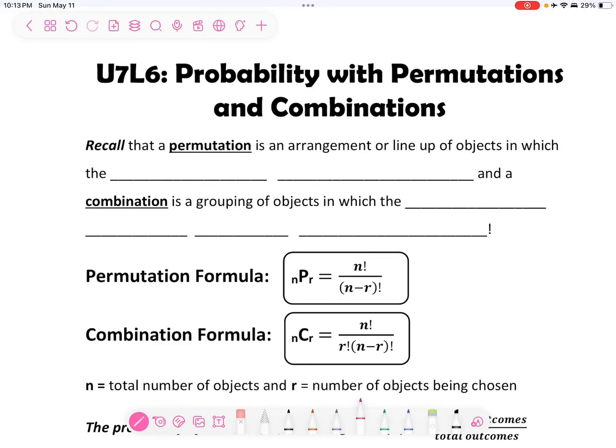Welcome to Unit 7, Lesson 6, Probability with Permutations and Combinations. So a real quick recall that a permutation is an arrangement or lineup of objects in which the order matters. And a combination is a grouping of objects in which the order does not matter.